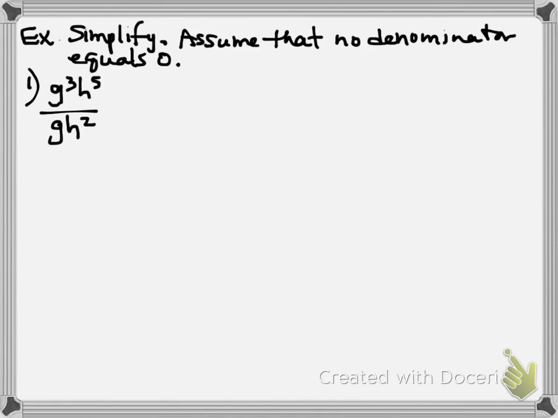This is when it's really important for you to remember, if you don't see an exponent, what is the exponent? 1. So there's a 1 on that first g. Now, why do they add that second piece of information, assume that no denominator equals 0? Brandon? The problem would make sense. Why wouldn't it make sense? Because 0 can be in the denominator.